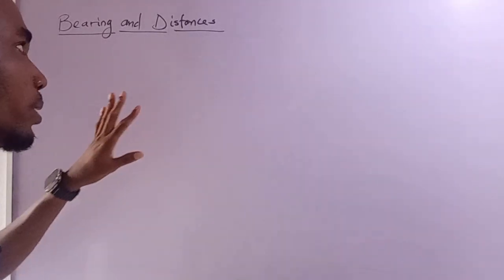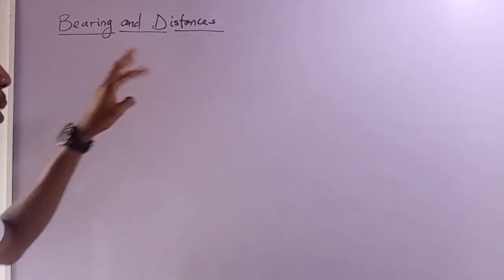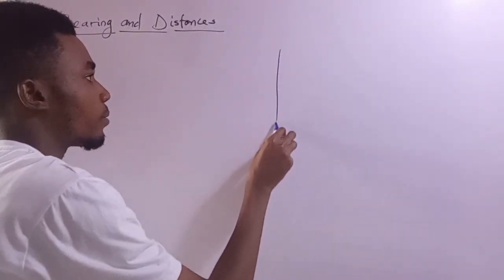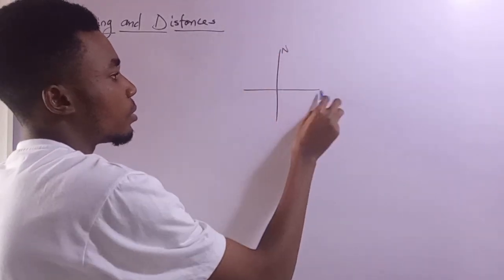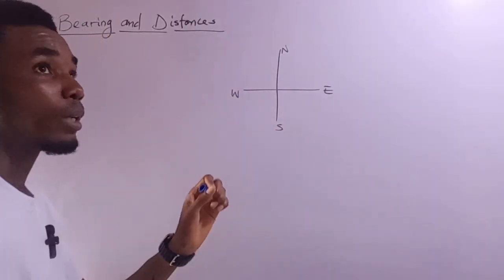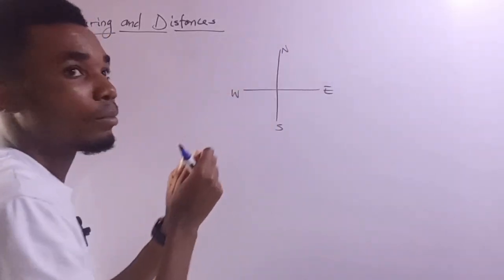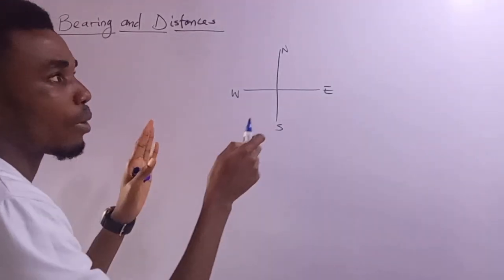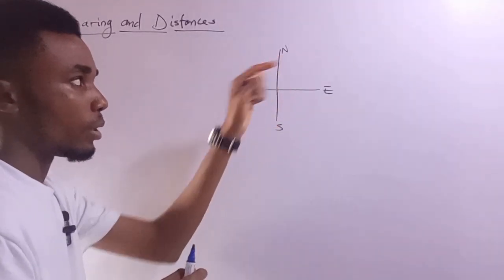Bearing, we know, is a clockwise measure of a point from the North Pole. Recall the four cardinal points. We have the North and the East here, the South and the West. So in bearing, we start from the North. That's why we say our definition is a clockwise measure of a point from the North.